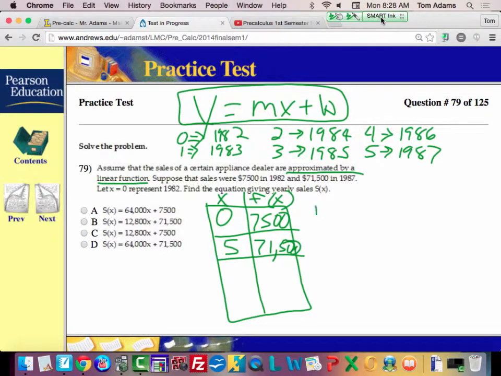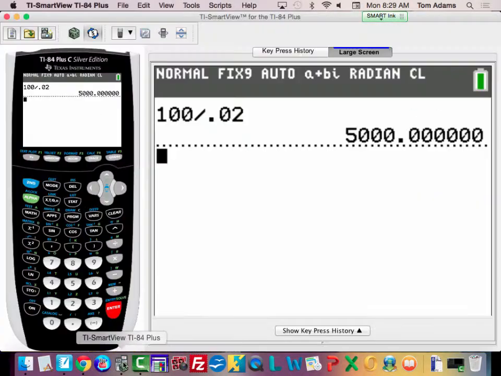All right, so the first thing I need is the slope, and that's y sub 2 minus y sub 1 all over x sub 2 minus x sub 1. I'll do the bottom. It's 5 minus 0. What do you guys think the top should be? 7. So we'll do that on our handy-dandy calculator.